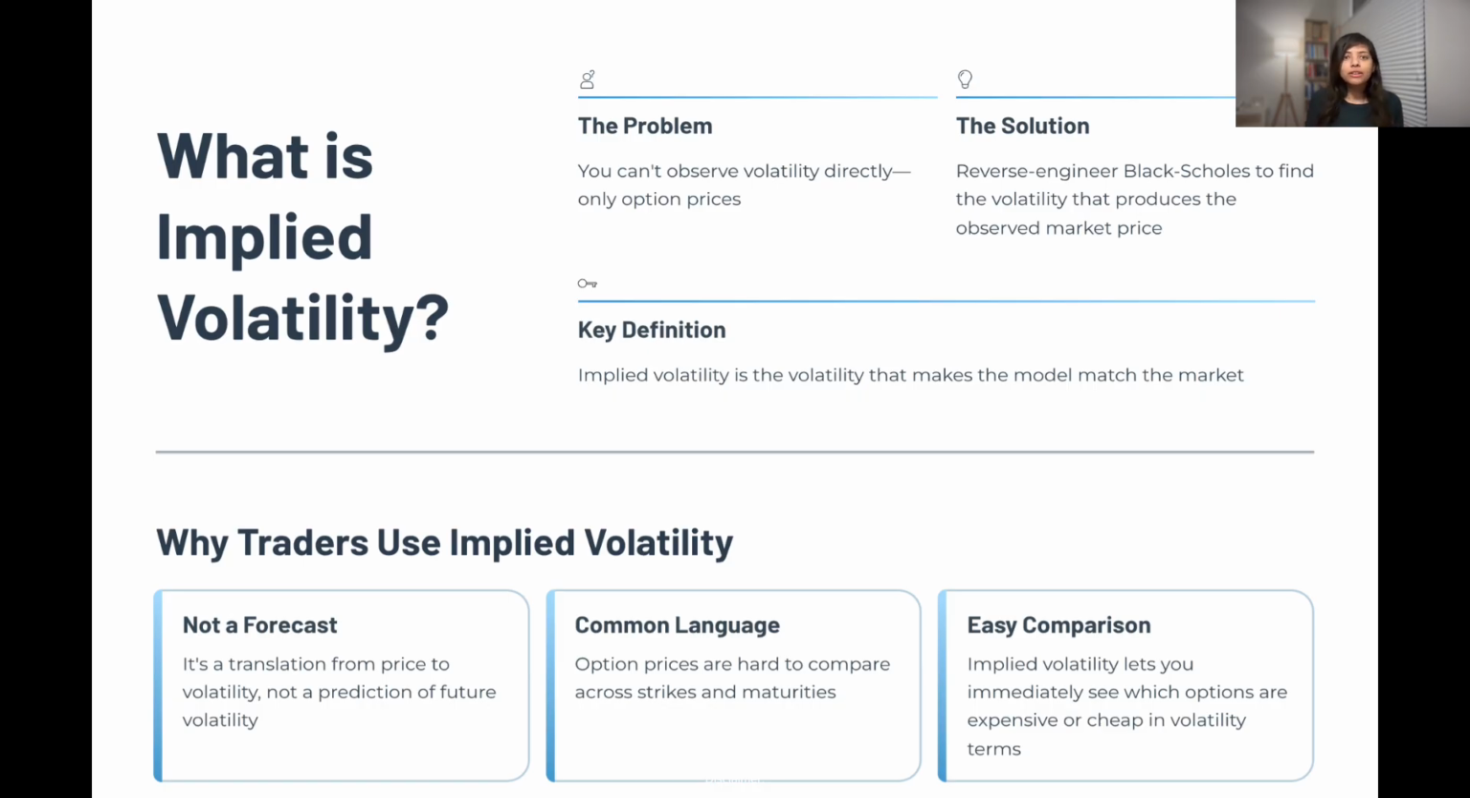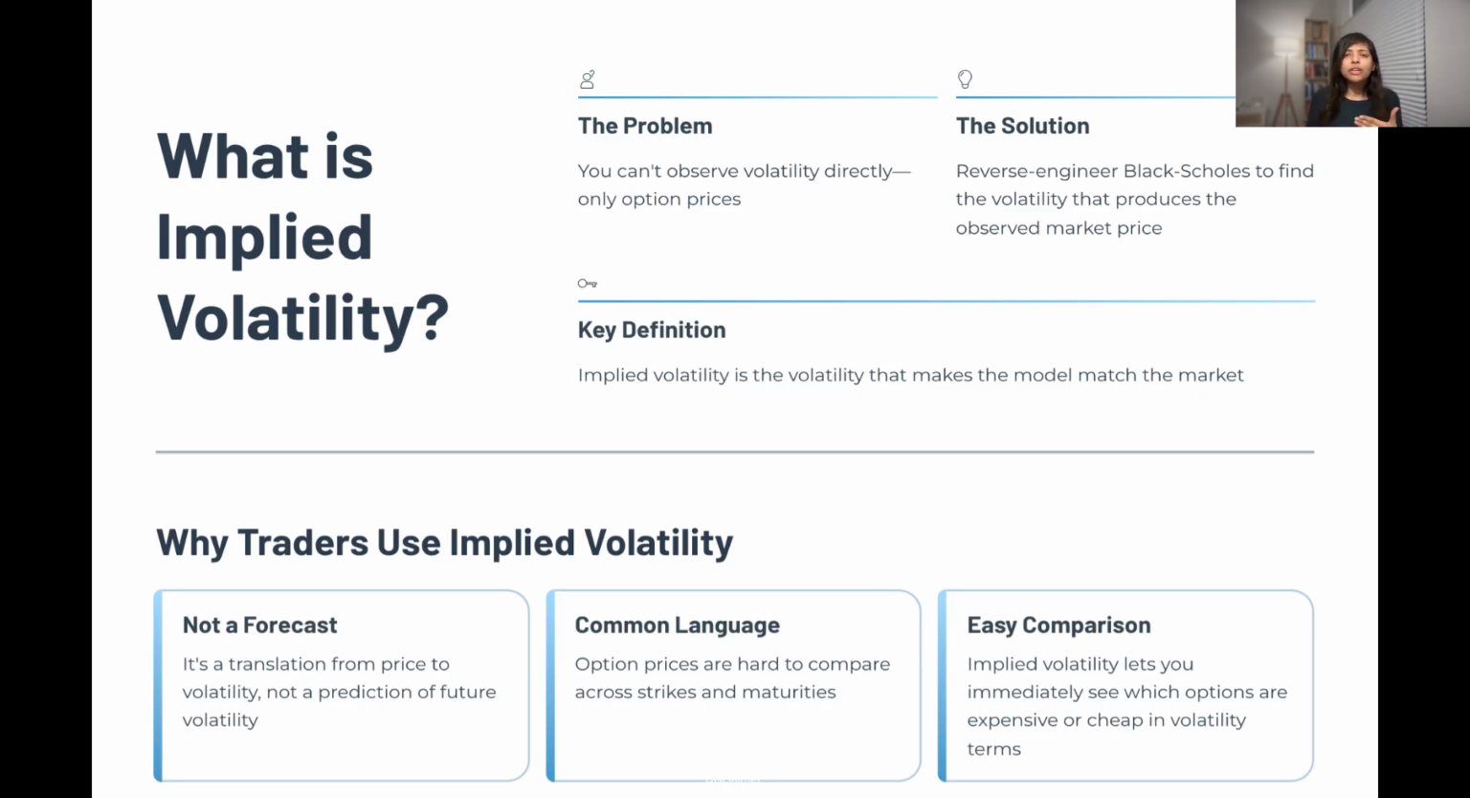And John Hull describes implied volatility as the vol that, when plugged into the pricing model, gives you the observed market price. Here's something really important to understand. Implied vol is not a forecast of future volatility. It's not a prediction. It's more like a translation. You're translating market price into volatility language. And the reason traders and quants prefer to work with implied vol rather than raw option prices is because it gives you a common language.